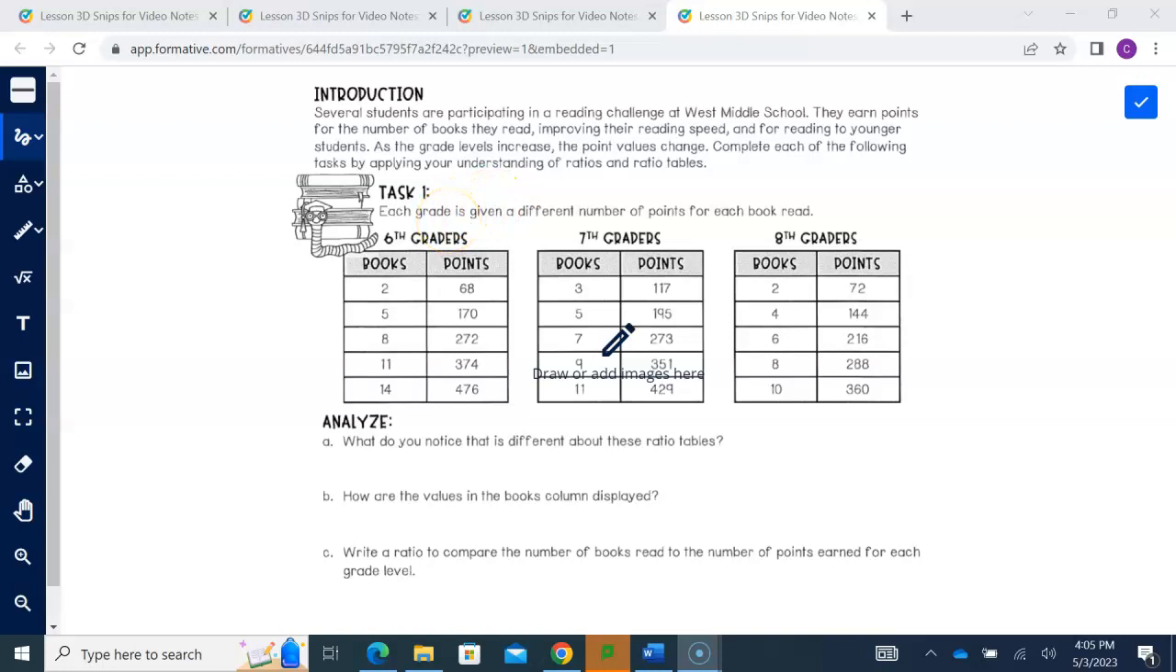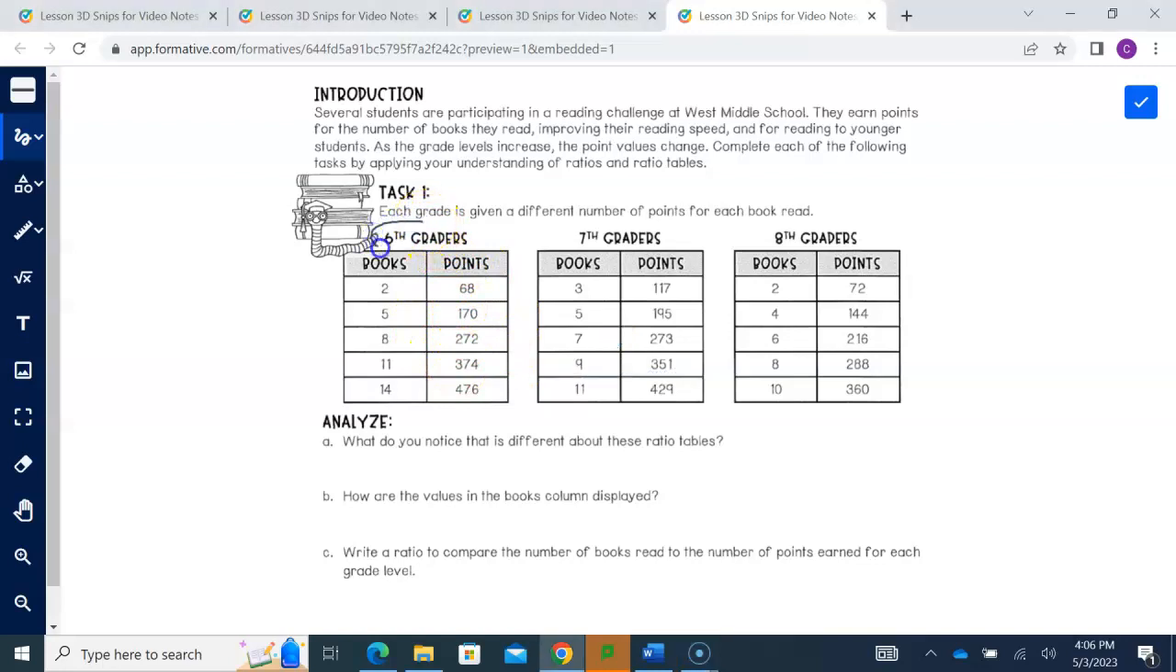So remember, we talked about ratios in our first lesson, and that's just a comparison of two quantities. And it's a multiplication comparison of the two quantities. And then ratio tables were ways to organize the ratios so that we can more easily analyze the information. Task 1, each grade is given a different number of points for each book read. So let's just take a look at how these tables are organized.